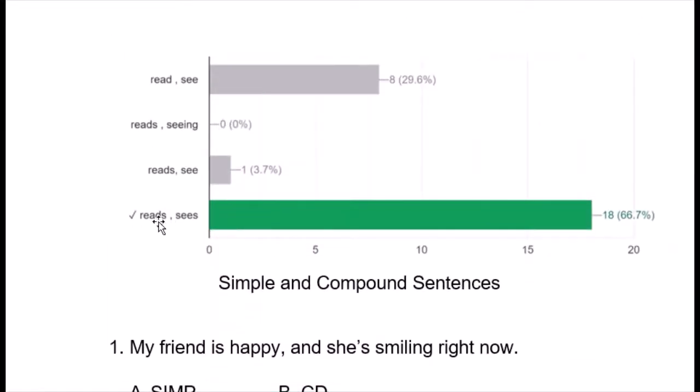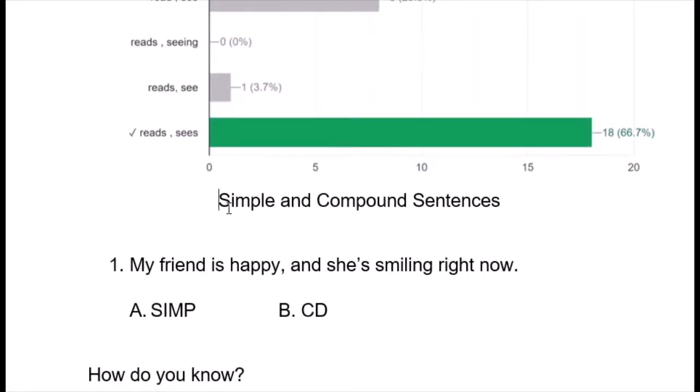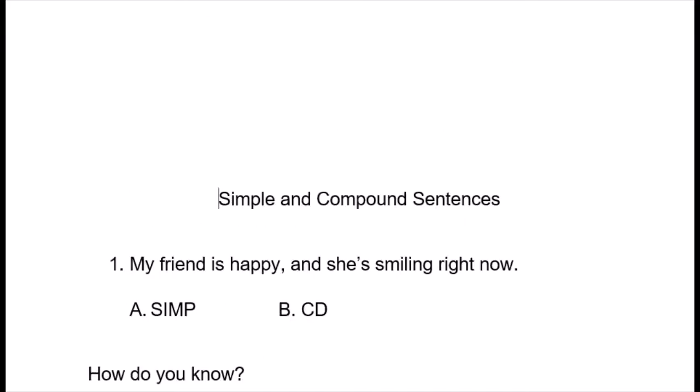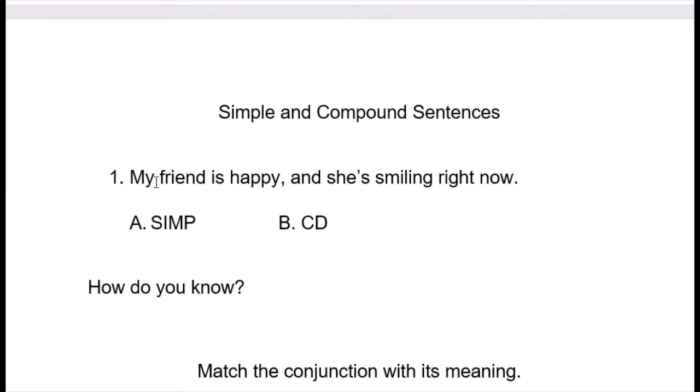And then finally, the last one, who is a singular subject? So the verb needs to have S if you're using present simple verb tense. All right, so that's subject-verb agreement. Now, simple and compound sentences, okay? Most students did a good job with this. I want you to read number 1 and tell me, is it a simple sentence or a compound sentence? My friend is happy and she's smiling right now. Okay, so we have present simple and we have present progressive in the same sentence.